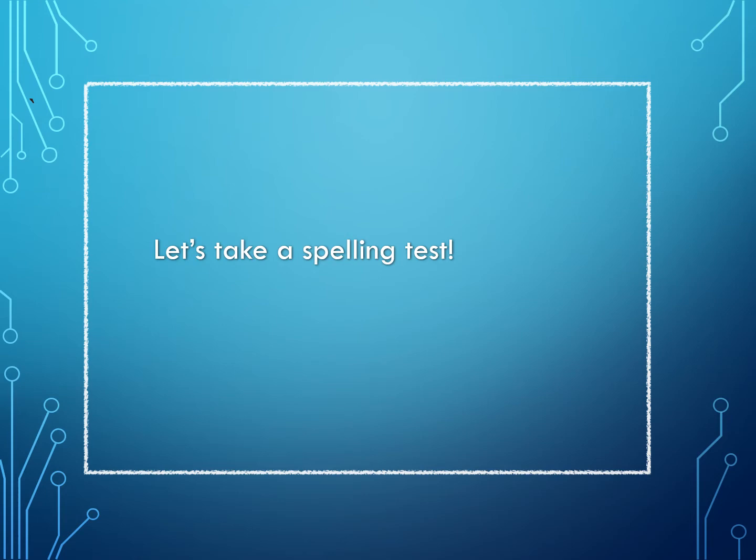Word number one. Bath. Word number two. Pearl. Word number three. Sour. Word number four. Mouse. Word number five. Learn. Word number six. Wheat. Word number seven. Vine. Word number eight. Tape. Word number nine. Hedge. Word number 10. Mood.